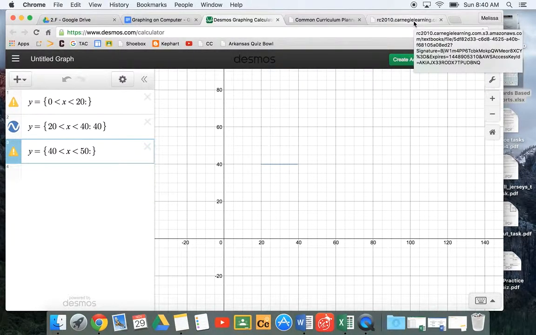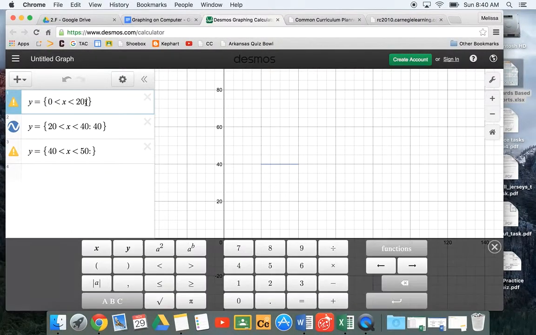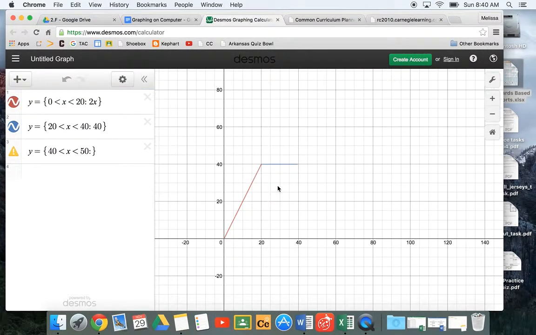The next one that is easy to do is this first section because it's got a y-intercept of 0. And we're rising 40 and running 20. 40 divided by 20 is 2. So the equation part of this is just 2x. And again, as you can see, it's now created that section for us.